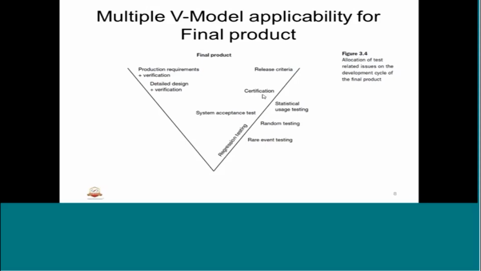Certification, like we have DO-178B from a designated authority from Airbus or Boeing. In automotive we have AUTOSAR certification on par with this certification process. And in terms of the techniques, statistical user testing, random testing, rare event testing. So this will be applied before we complete the V model. This is allocation for final product or the formal product applicability.